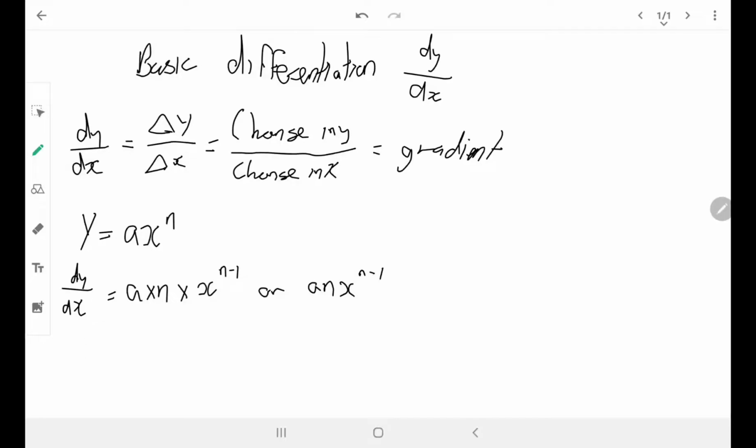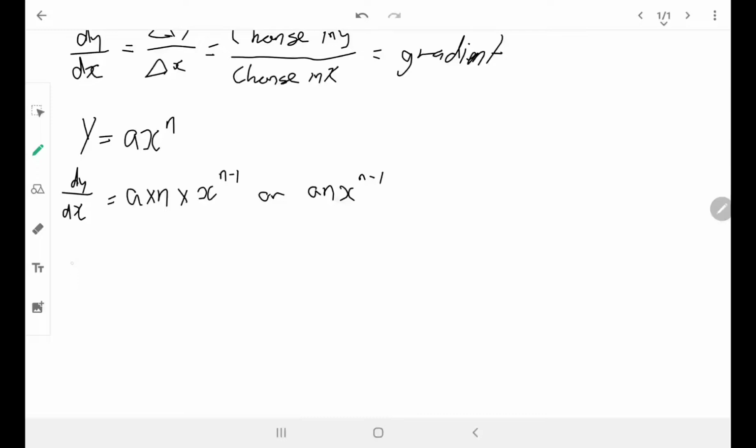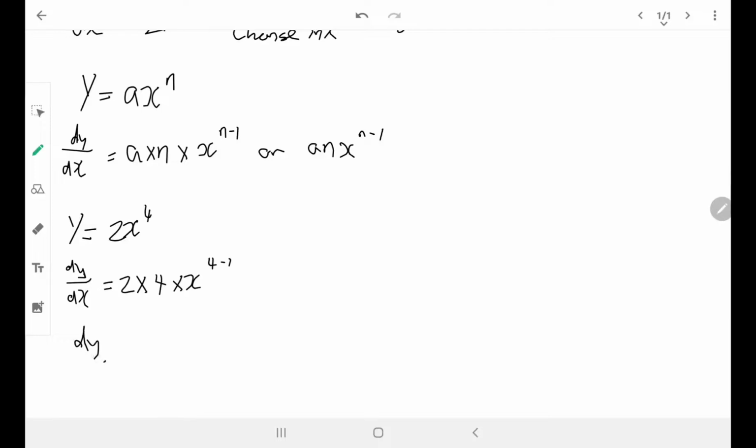So an example, let me zoom up. If I have y equals 2x to the 4, your gradient, dy over dx, is 2 times 4 times x to the 4 minus 1. So therefore your dy over dx is 8x cubed. So then if you were asking, what's the gradient when x is 3? Well, then you plug in 3 into this.